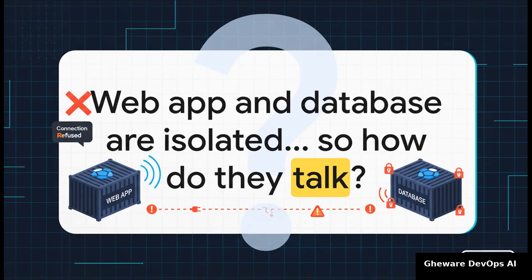So picture this. You've got your web app in one container, your database in another. You run them, they both start up, everything looks perfect. But then your app tries to hit the database and connection refused. Nothing. It's so frustrating, and we've all been there. So what is actually going on?